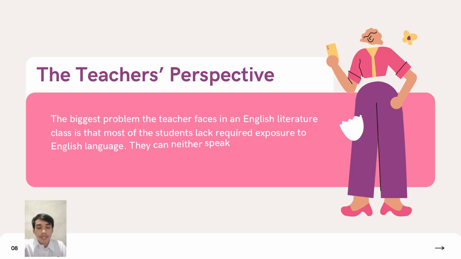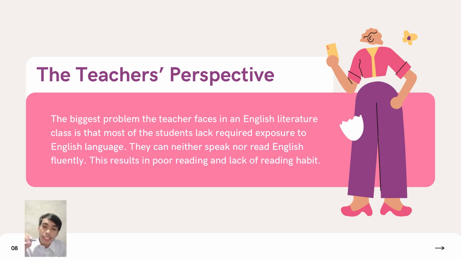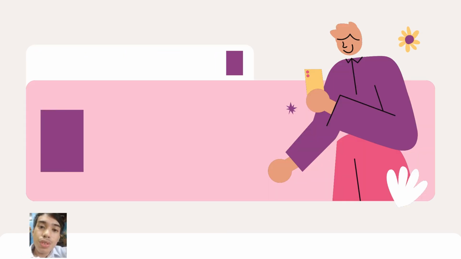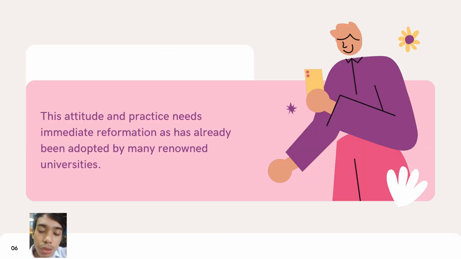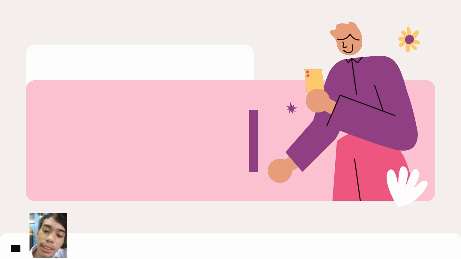The teacher's perspective. The biggest problem that the teacher faces in an English literature class is that most of the students lack exposure to the English language. They can neither speak nor read English fluently. This results in poor reading and a lack of reading habits. Yes, that is so true. It is really hard to teach someone who doesn't even know how to read or comprehend. This attitude and practice needs immediate reinforcement, as has already been adopted by many renowned universities.